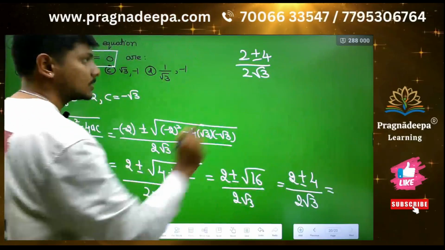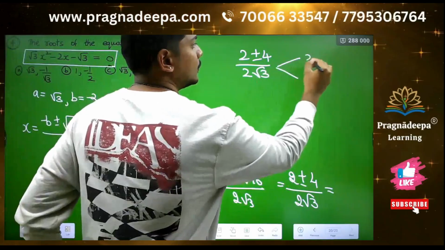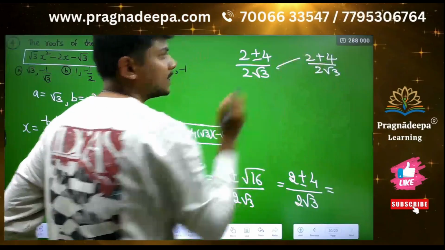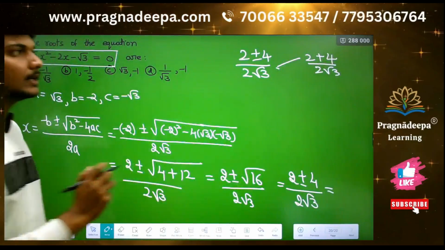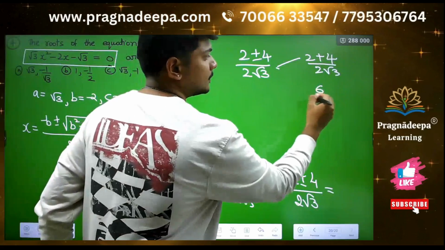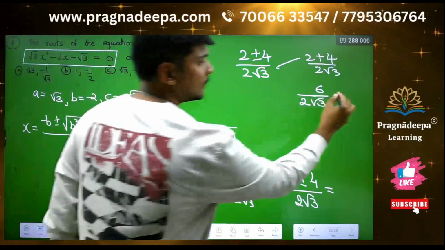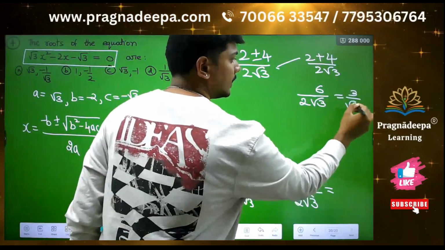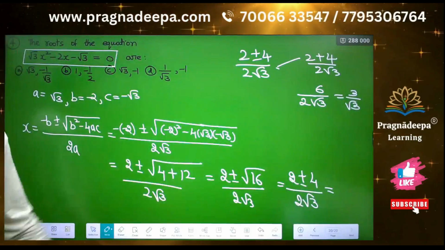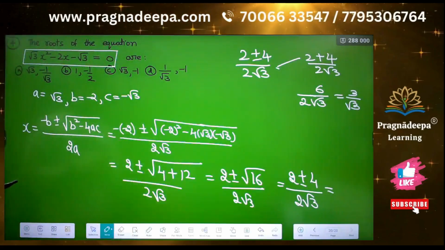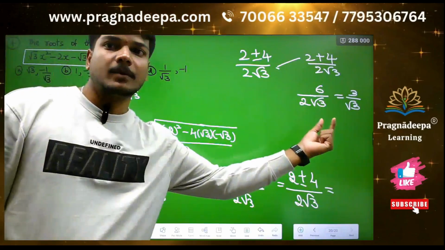So you will get two roots. First one is 2 plus 4 divided by 2 root 3. Right? 2 plus 4 divided by 2 root 3. So it becomes 6 by 2 root 3, which will be equal to 3 by root 3. So 2 ones are 2, 2 threes are 3 by root 3. So we simplify 3 by root 3.